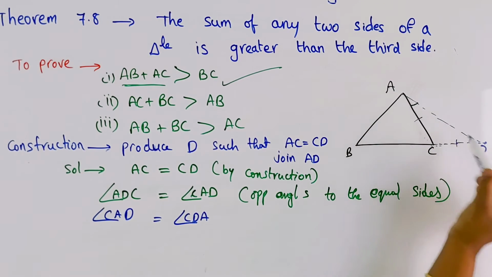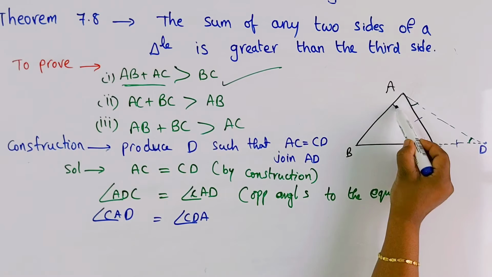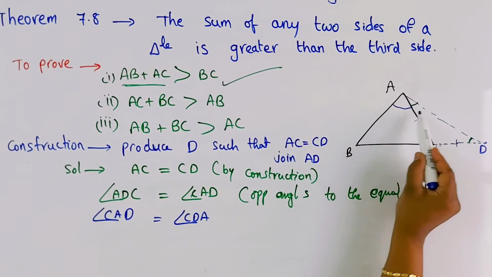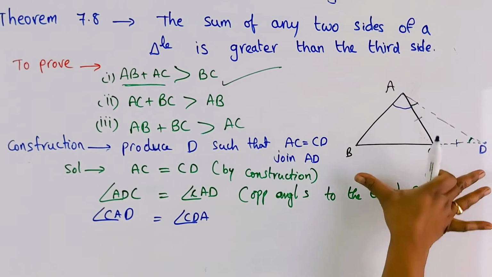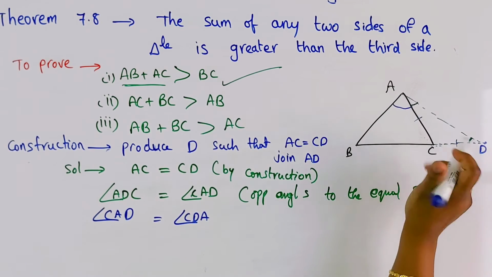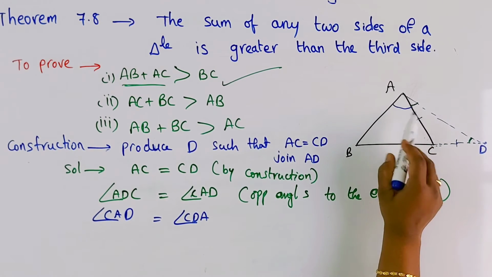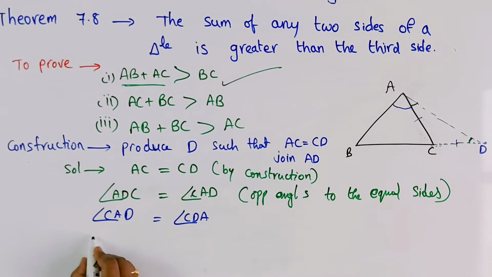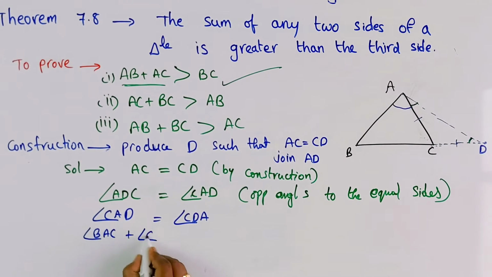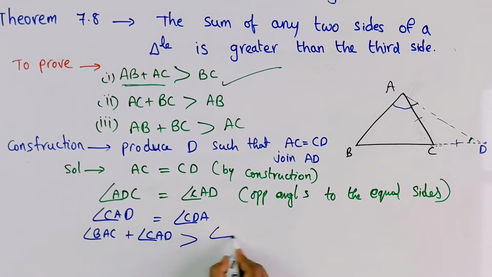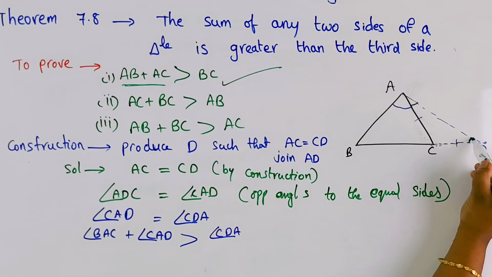This is angle CAD, children. If I add this angle to CAD, this is greater, because the larger side's opposite angle is greater. We have learned this in the earlier theorem. So here I am adding angle BAC plus angle CAD. This is greater than angle CDA. Correct, children?